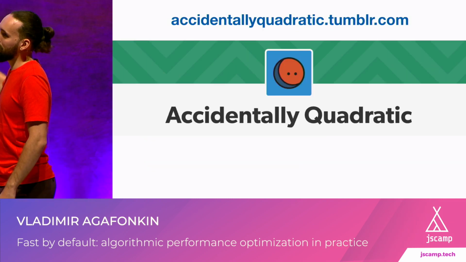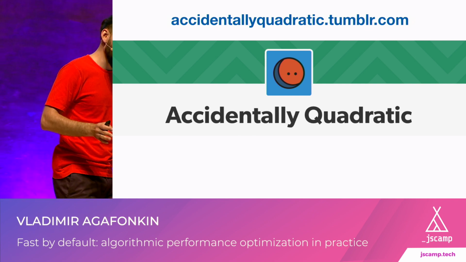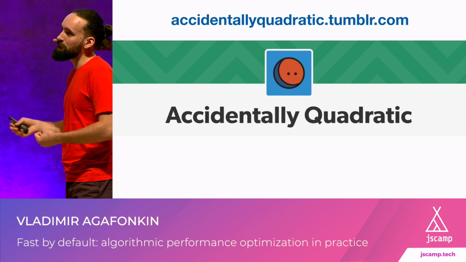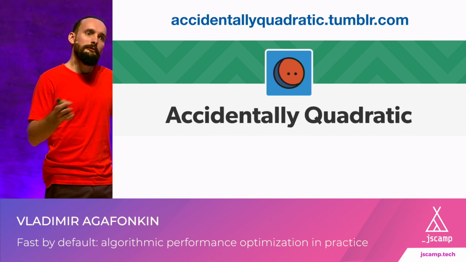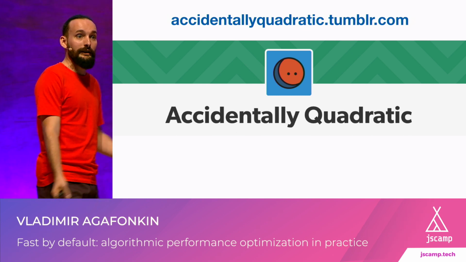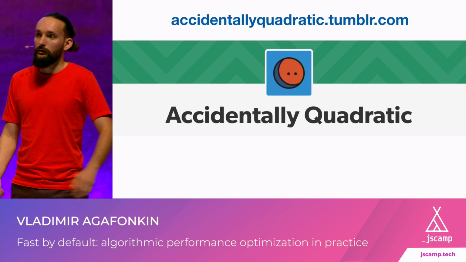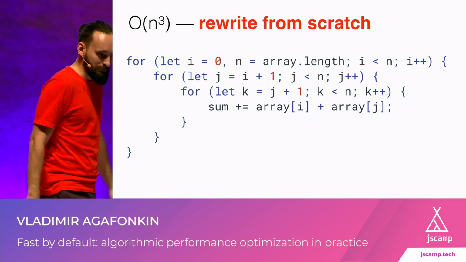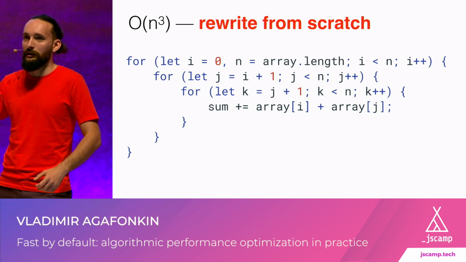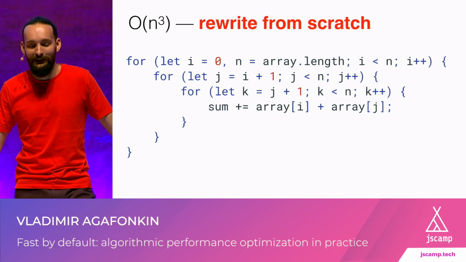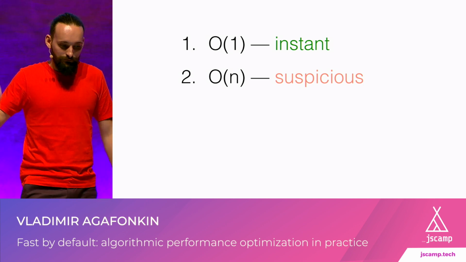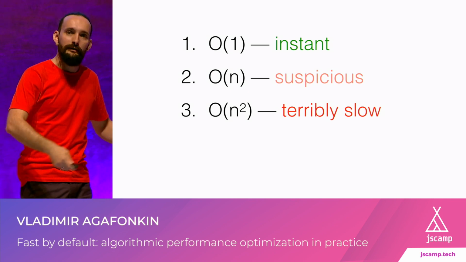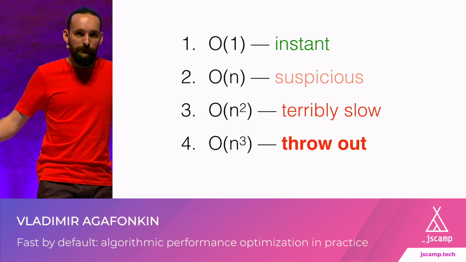This is a very, very easy mistake to make. It's so easy that, in fact, there's a separate Tumblr blog about this called Accidentally Quadratic. That's specifically about quadratic complexity problems discovered in very major established projects, like, for example, Elasticsearch or Chrome browser or React or whatever. And of course, there's cubic complexity. And that usually means that you have to throw your code away and start again. So in summary: instant complexity, linear complexity suspicious, quadratic terribly slow, and cubic throw out.